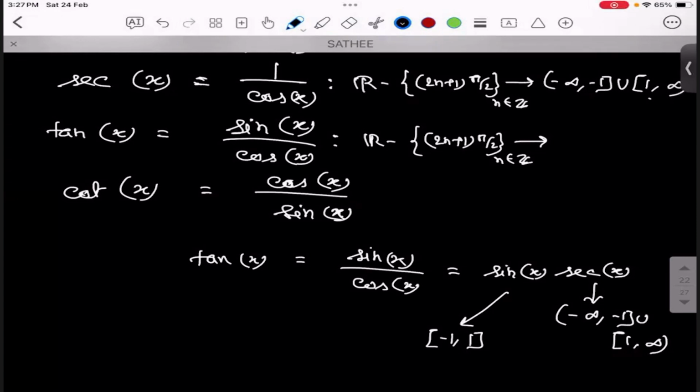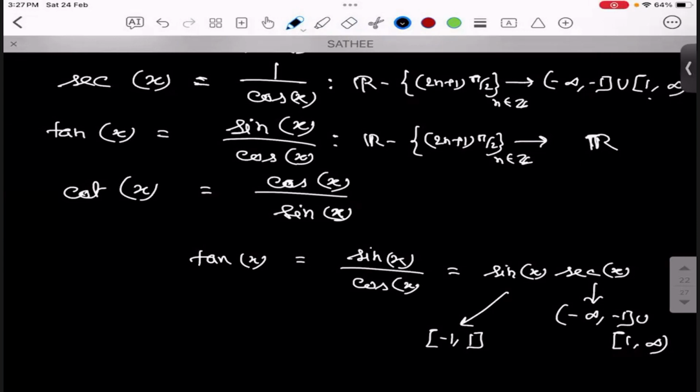So by that, it will give all the real numbers. So the range of tan x must be the real number set. You can check why this includes 0. If you take x equal to 0, then sin 0 is 0 and cos 0 is 1, so it will give me 0.